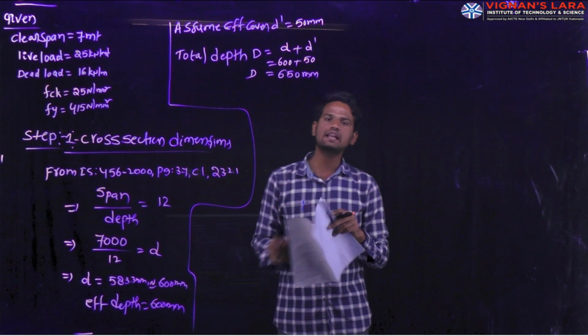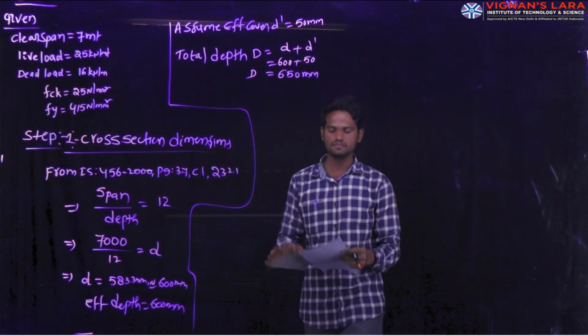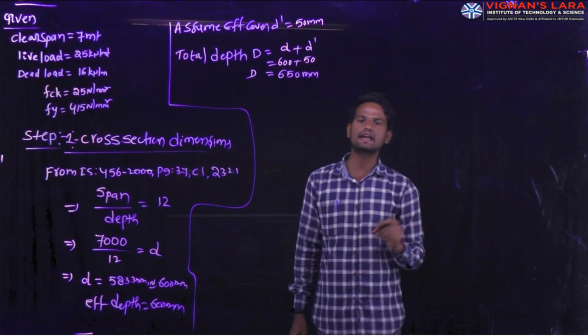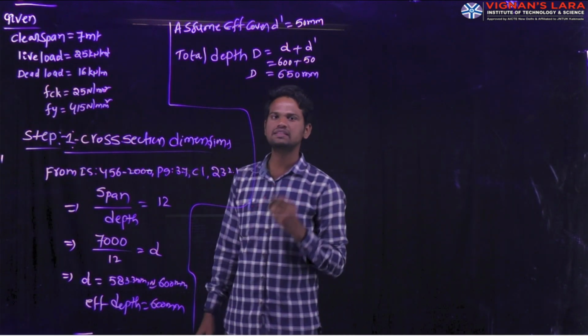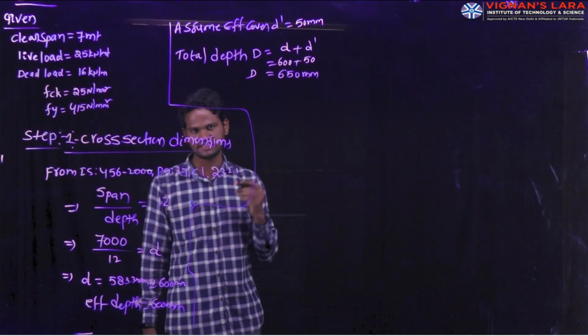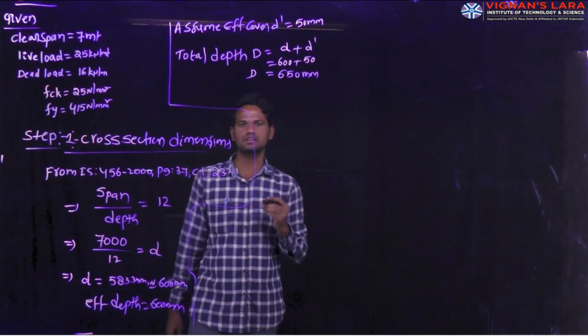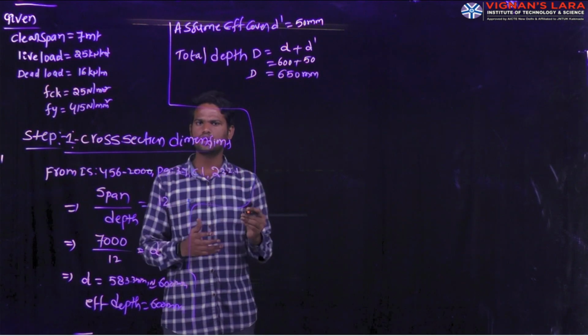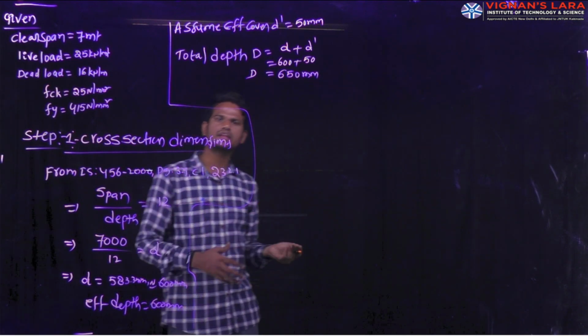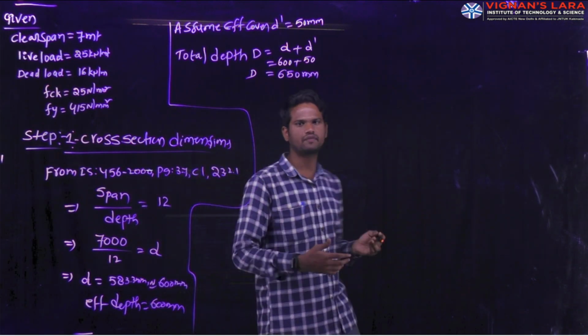Generally for different types of beams, the widths we take are 200 mm, 230 mm, 250 mm, 300 mm, 350 mm. For small residential building structures, we can take the width of the beam as 200 mm, 230 mm, 300 mm, or 350 mm.